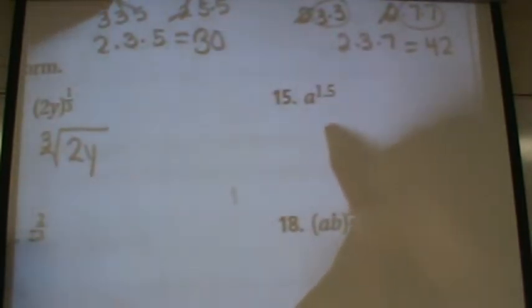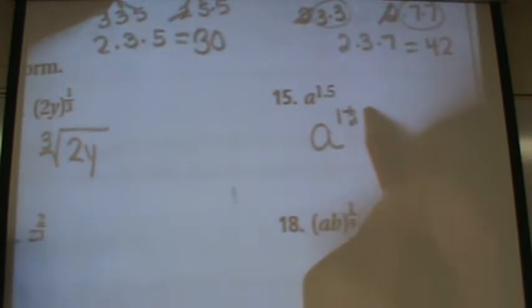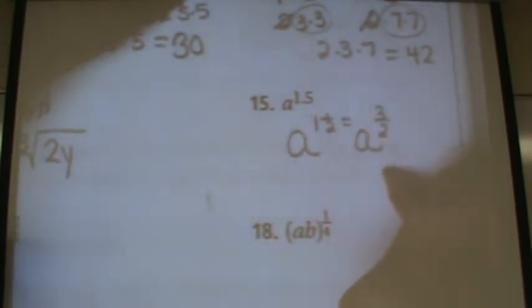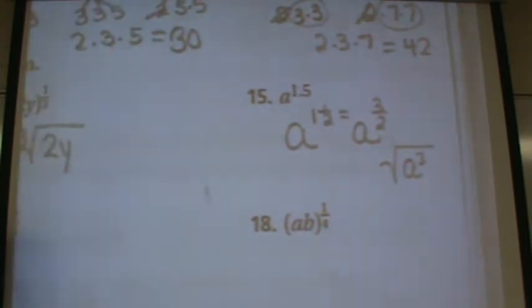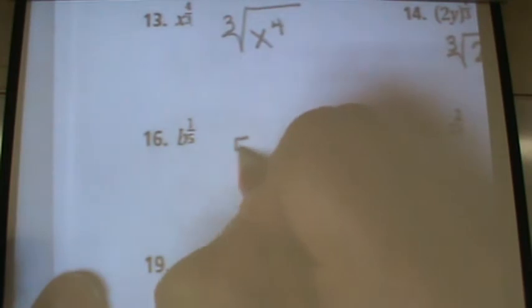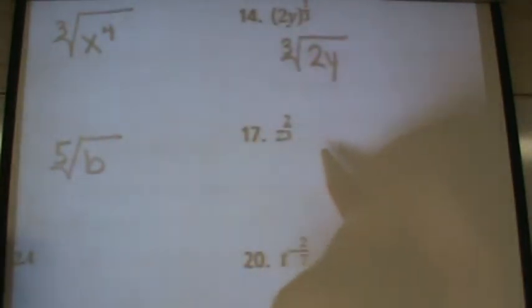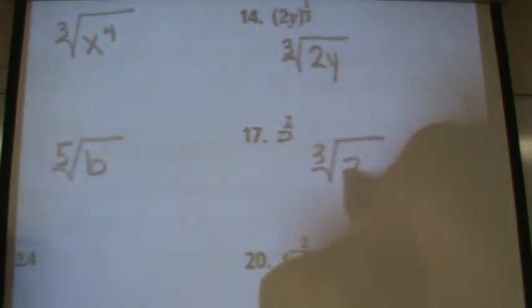Number 15, you're going to write this as a to the 1½ power or a to the 3/2 power. Now how do you rewrite that? This is going to be the square root of a cubed. Next one, b to the 1/5 power is the 5th root of b. z to the 2/3 is the cube root of z squared.